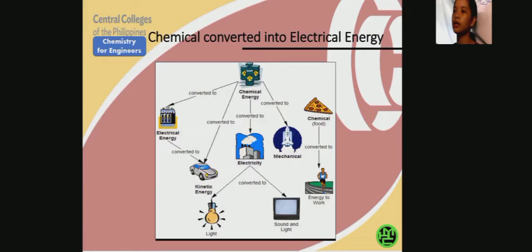Ganun din nangyayari kapag ang chemical energy is nag-convert into electricity. Sa pamamagitan ng motor, magkakaroon tayo ng sounds, ng light, sa mga bagay, kagaya ng TV. And kapag ang chemical energy nag-convert into kinetic energy sa pamamagitan ng gasolina, aandar yung kotse. Ganun din sa mechanical energy. Kapag yung chemical energy nag-convert sa mechanical energy, sa pamamagitan din ng gasolina, yung space shuttle is maglo-launch siya. Ganun yung nangyayari.